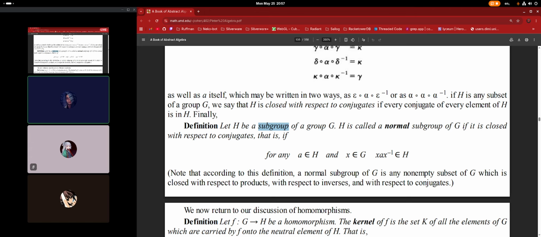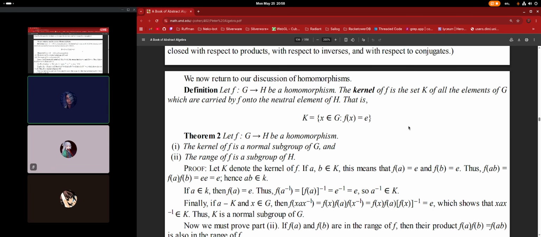Note that according to this definition, a normal subgroup of G is any non-empty subset of G which is closed with respect to products, inverses, and conjugates. So I think this is because of the subgroup portion, and this is the new stuff, right? Yes. Okay, cool.